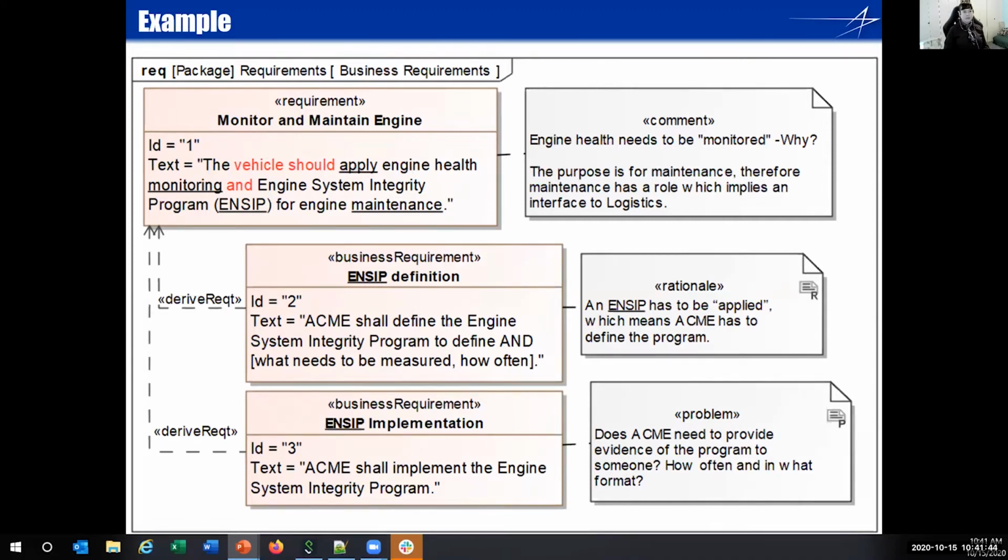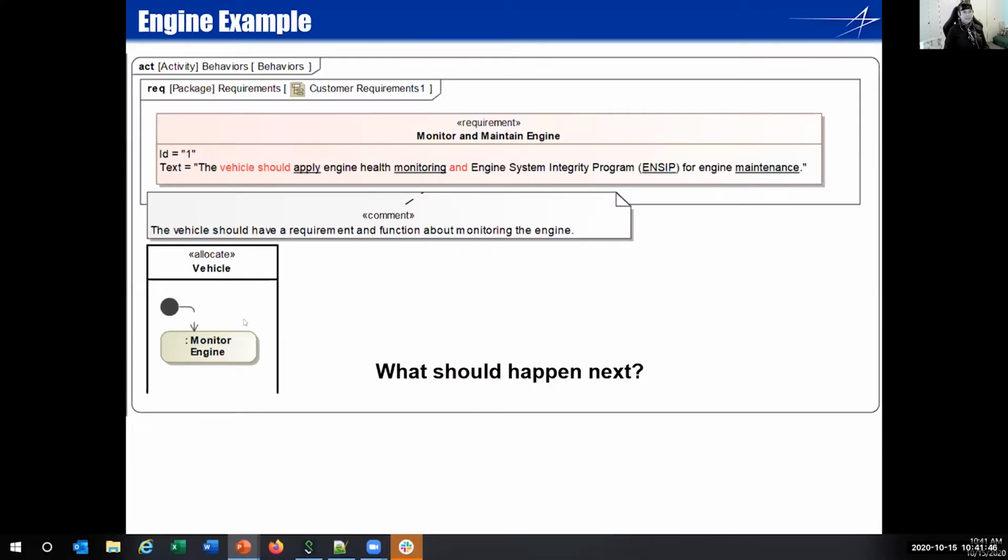So I have these two requirements now, and I'm going to start working on the ones I think are about my system. I have my original requirement up here that we're going to keep working on, and we're going to work on what the vehicle should have to do. If a vehicle system has to monitor the engine status for maintenance, we know that you have a function right off the bat: the vehicle has to monitor the engine.